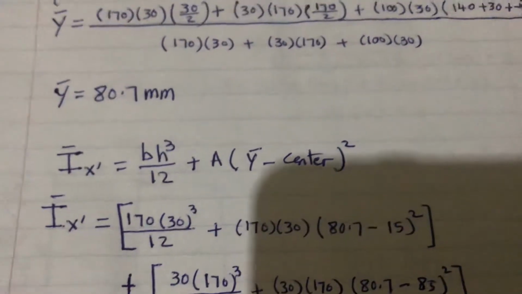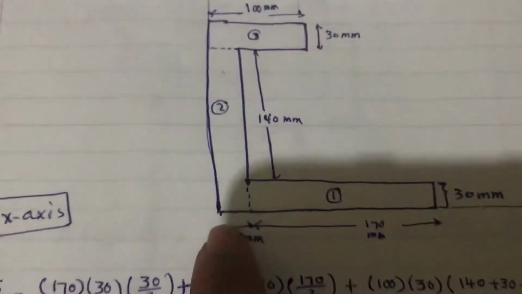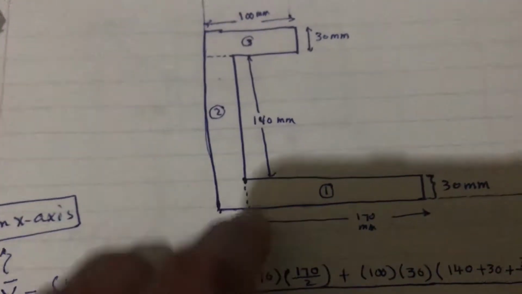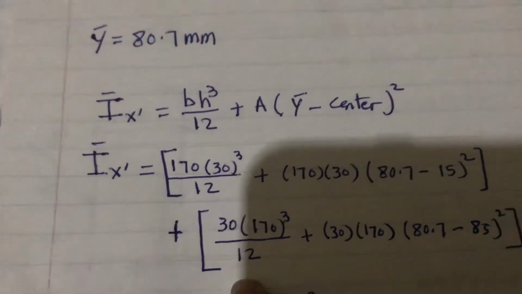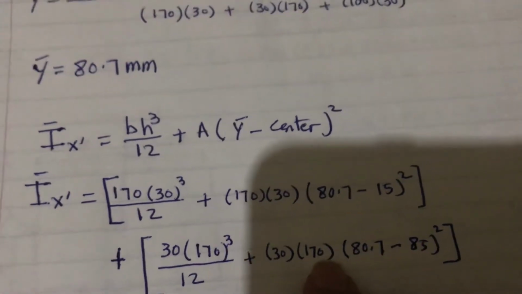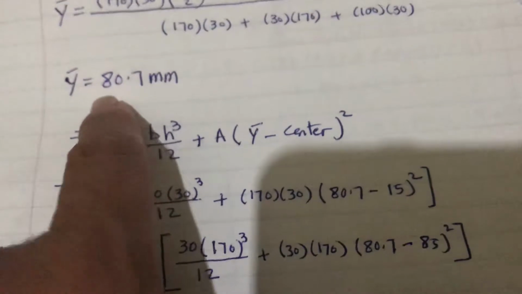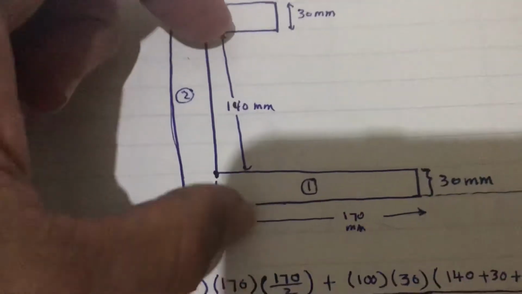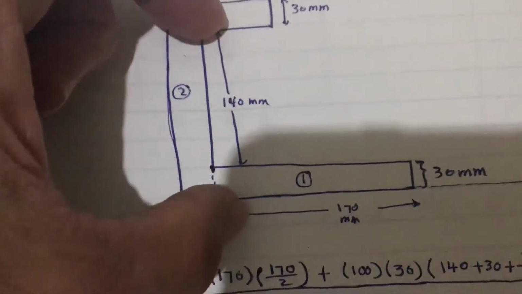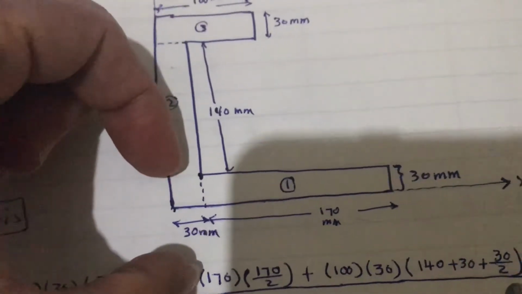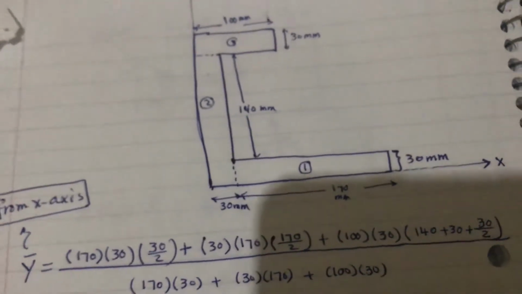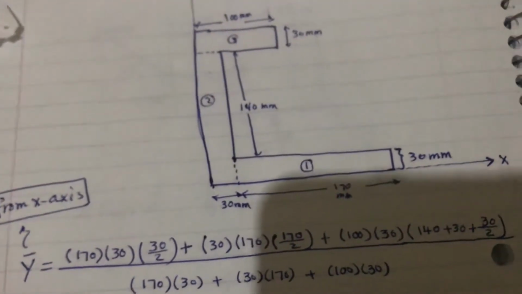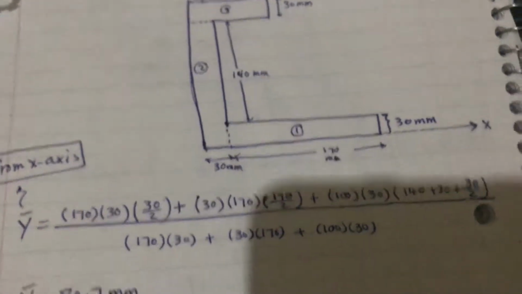Plus, let's look at the second one. Remember, b h cubed. What is b here for the second shape? b is 30. What's h cubed? 170 cubed. 30 times 170 cubed over 12. Plus, what's the area? 30 times 170. What is the y bar? It's the same one, y bar does not change, 80.7, minus what's the center here? You can see it, 140 plus 30 is 170 away from the x-axis, 170 divided by 2, which is 85.